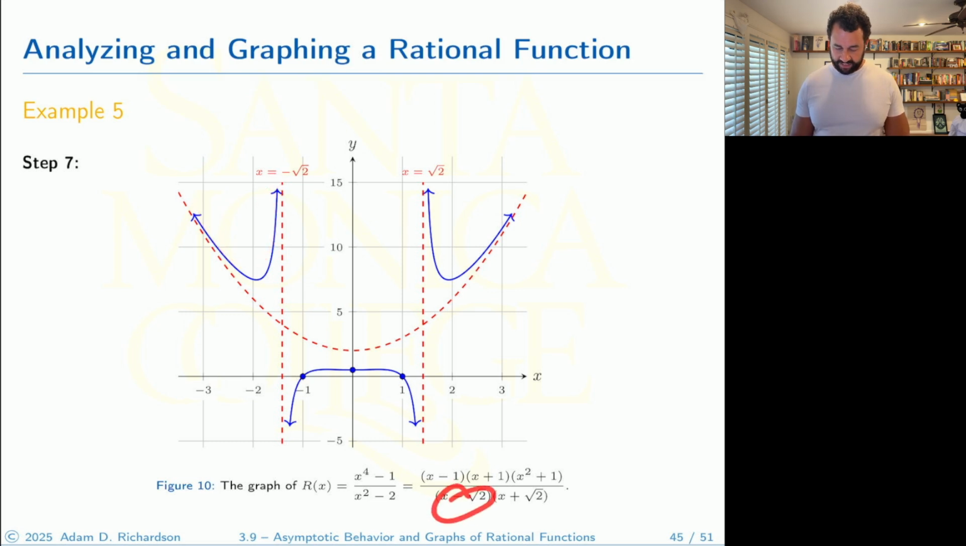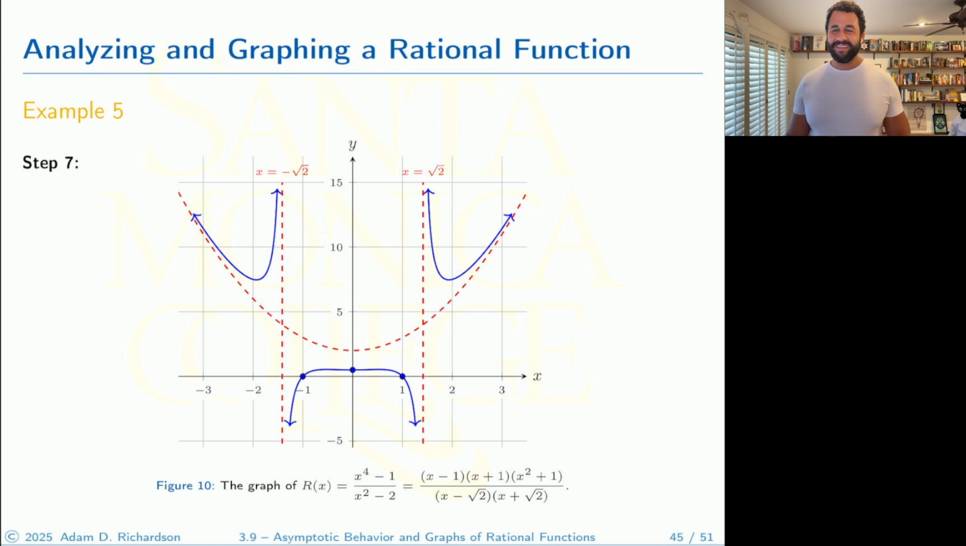The multiplicity of x equals negative root 2 is 1, so it should behave like 1 over x or negative 1 over x there. It's going to swoop back down. Look at our intercepts, right? This is 1/2. That's our y-intercept. Negative 1 and 1, those are our x-intercepts. So it goes like that. There we go.